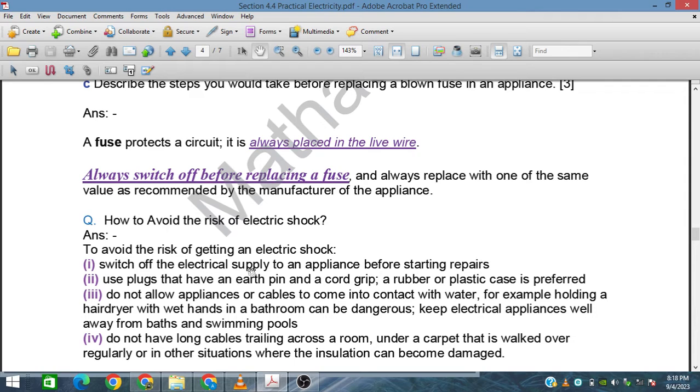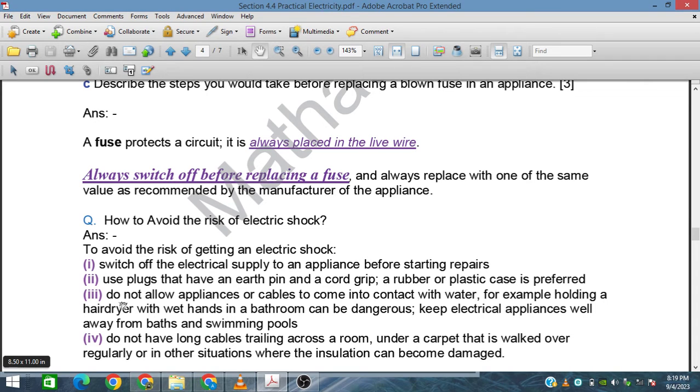Second, use plugs that have an earth pin. Always use three-pin plugs with the earth wire connected and a cord grip. A rubber or plastic case is preferred. If the earth pin is properly connected, in case of any fault or leakage current, the current would be drawn out through this earth pin, and the user will not get any electric shock.